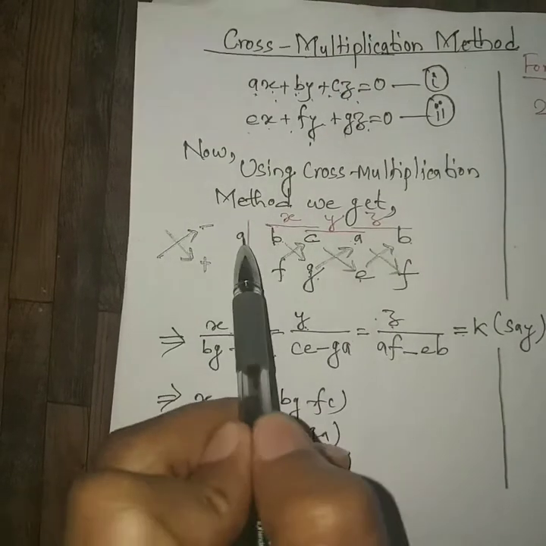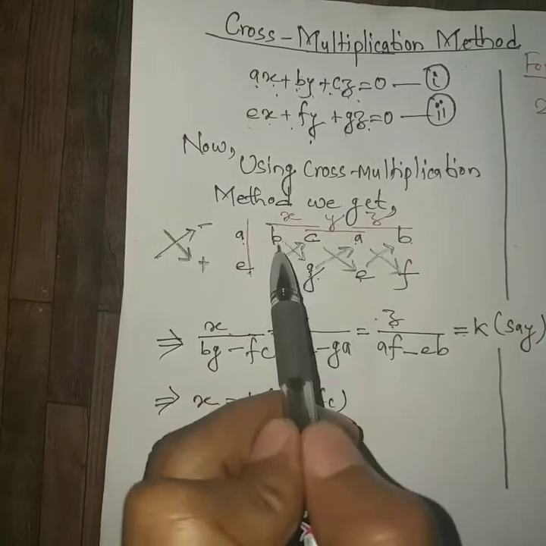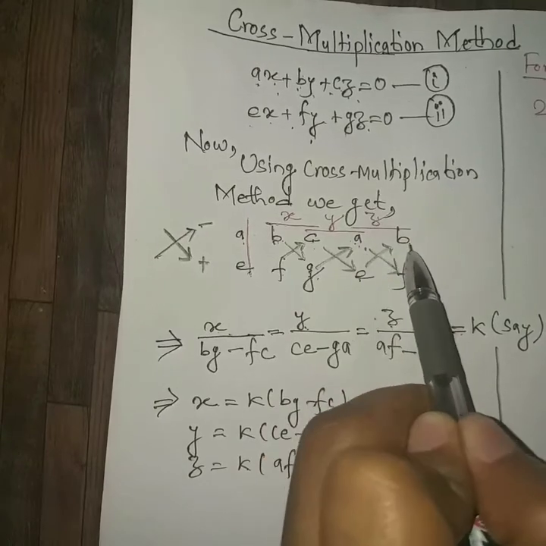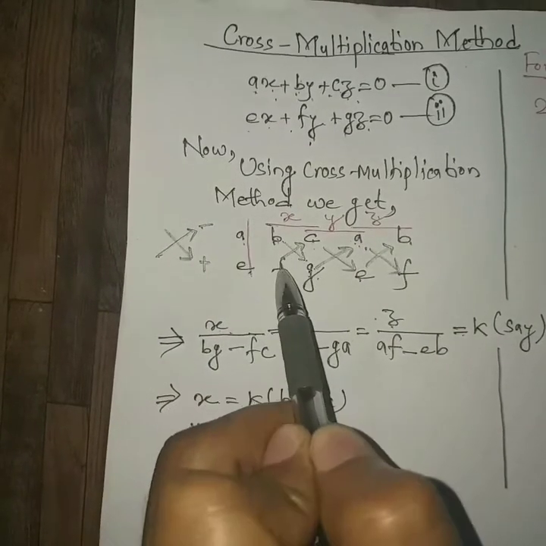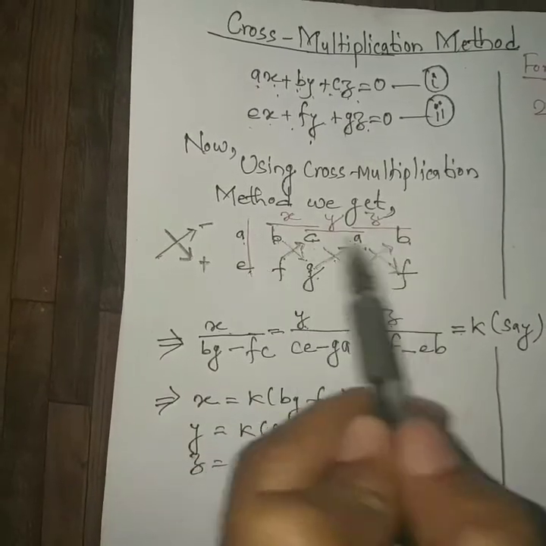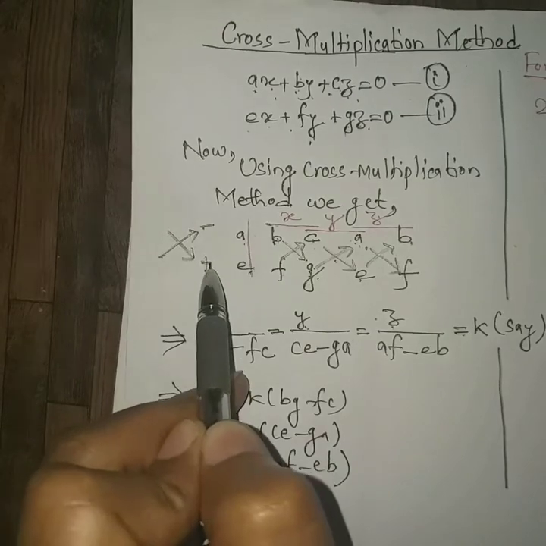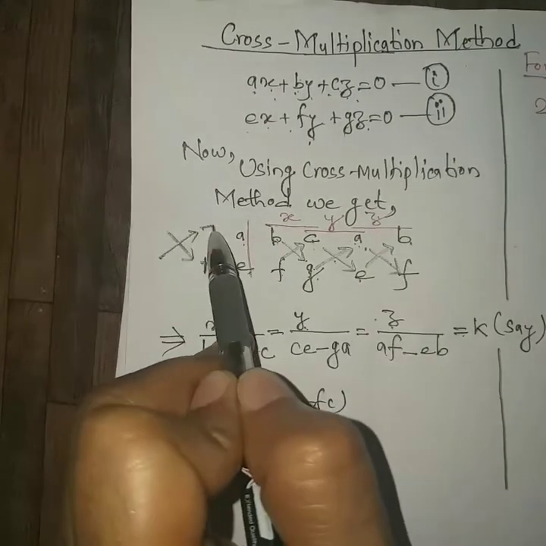Now, ignoring this a and e, the coefficients of x, we write x just above bc, we write y just above ca, and we write z just above ab. I have drawn the arrows from up to down and down to up. You can see the arrows we have to draw like this. And remember one thing, whenever you go downwards, you think of a positive sign, and whenever you go from down to upwards, you think of a negative sign.